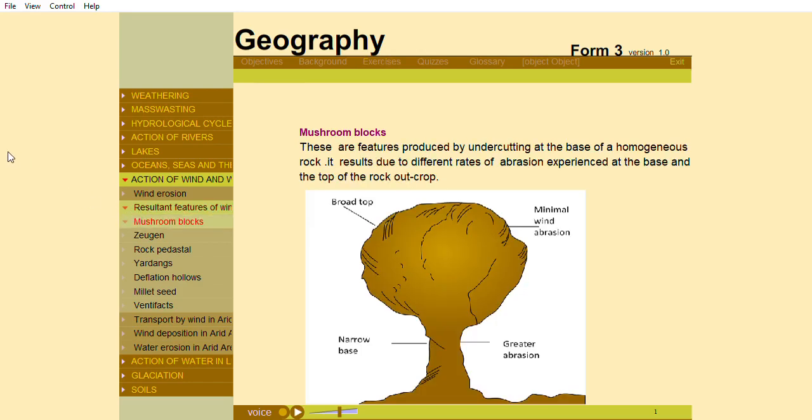Mushroom rocks. These are features produced by undercutting at the base of homogeneous rock. It results due to different rates of abrasion experienced at the base and the top of the rock outcrop.